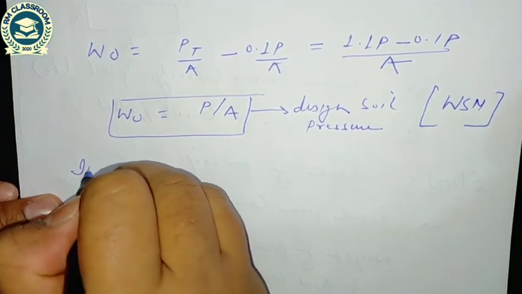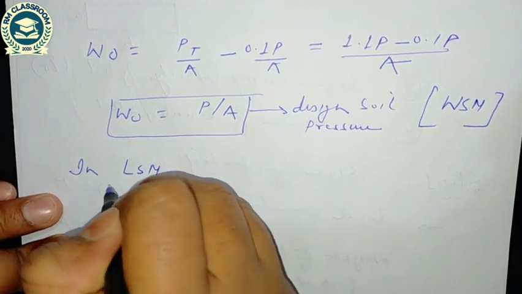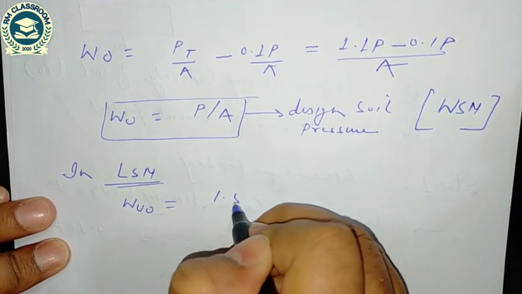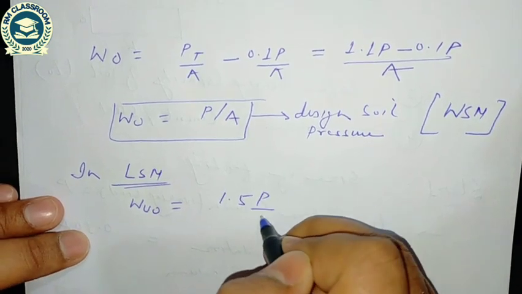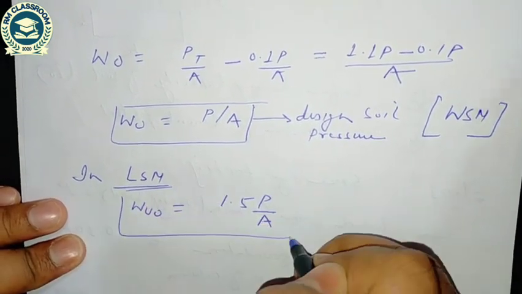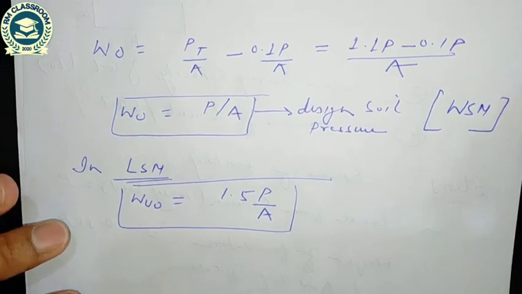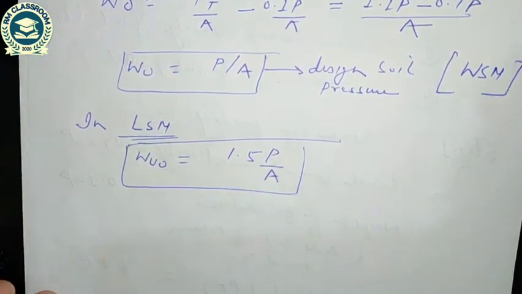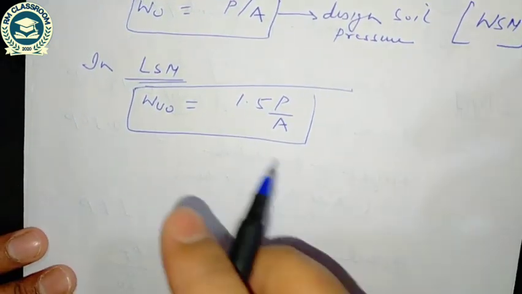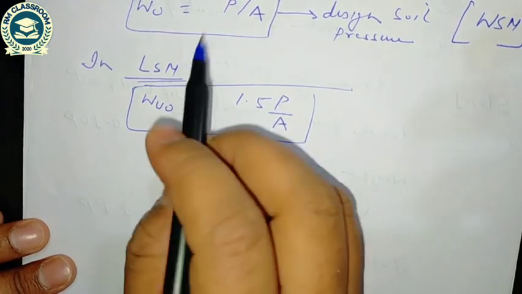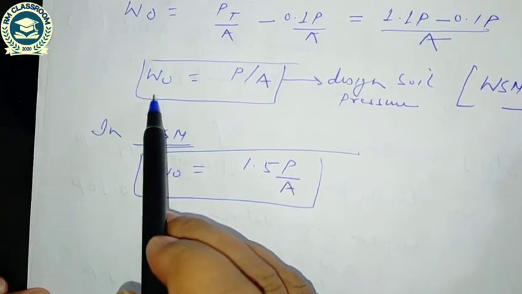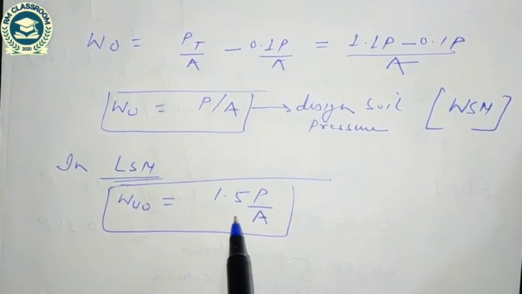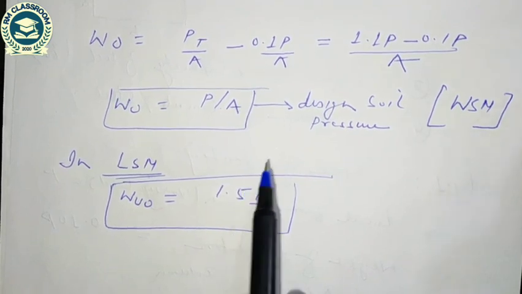But in the limit state method, WU naught is equal to 1.5 P by A. So remember in mind which design philosophy you are going to use for the design of footing, whether it is working stress or limit state. In the working stress method, net pressure is P by A, and in the limit state method it is 1.5 times P by A.